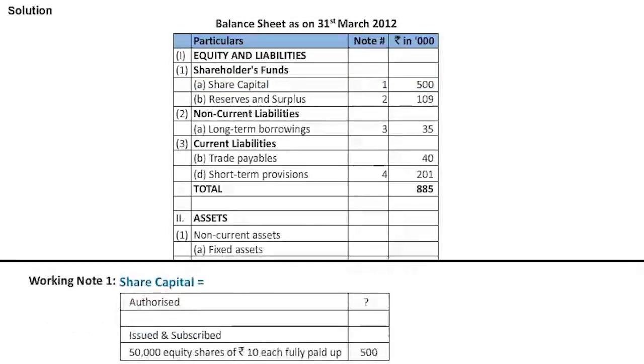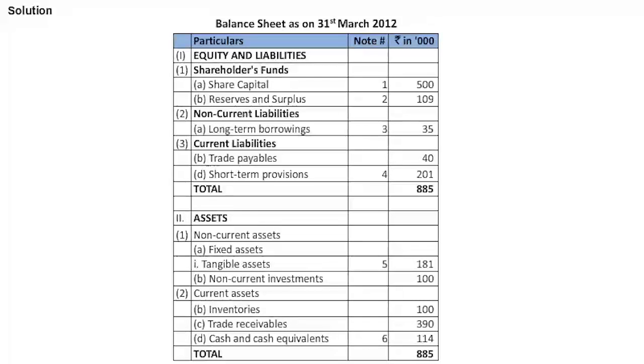You will obviously show the notes to accounts, and in that, if authorized capital is not given in the question, still you will write in the notes to accounts authorized, but if the amount is not known, put it as a question mark. Authorized share capital doesn't come in the main balance sheet. It's just shown as additional information in notes to accounts. What goes in the balance sheet total is basically your paid up capital. So you have basically 50,000 equity shares, 10 rupees fully paid up. So 500.